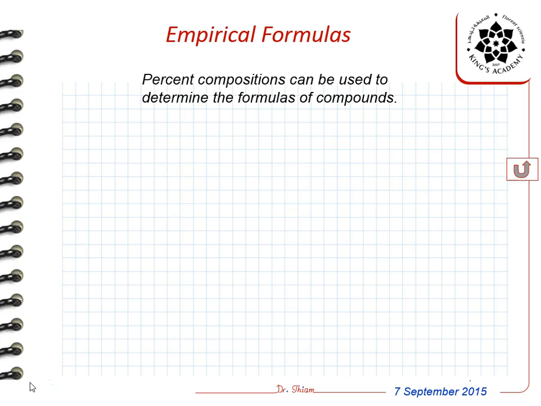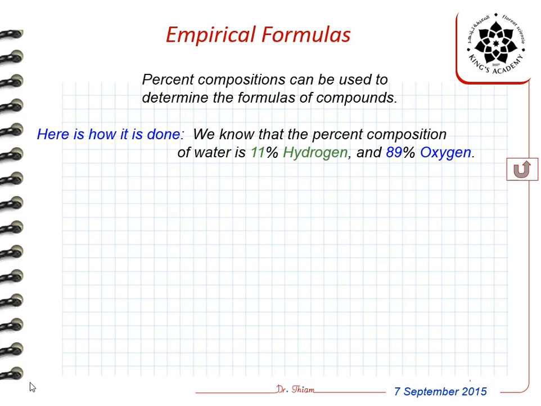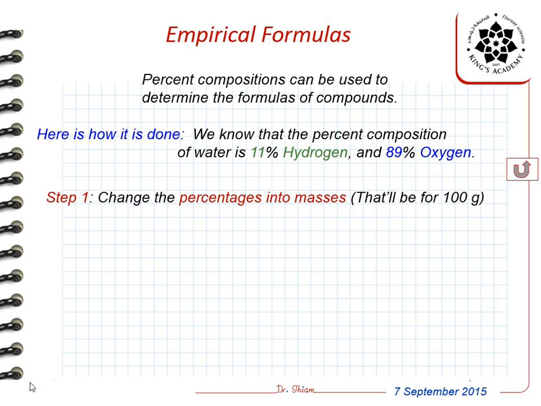So as we said, percent compositions can be used to determine the formulas of compounds, and we will learn how that is done. Well, let's take the example that we already did before, which was the example of water. So we went from the formula H2O to the percent composition, which is 11% again by mass hydrogen and 89% by mass oxygen. So let's see if we can go from these two percentages to the formula of water, which is H2O. There are a few steps to follow.